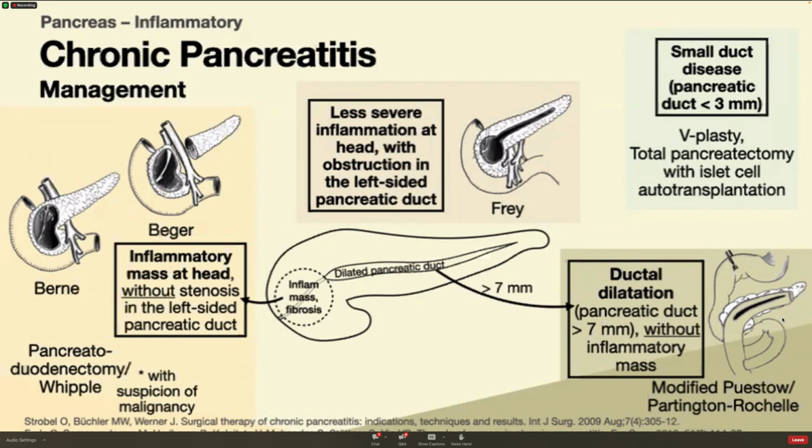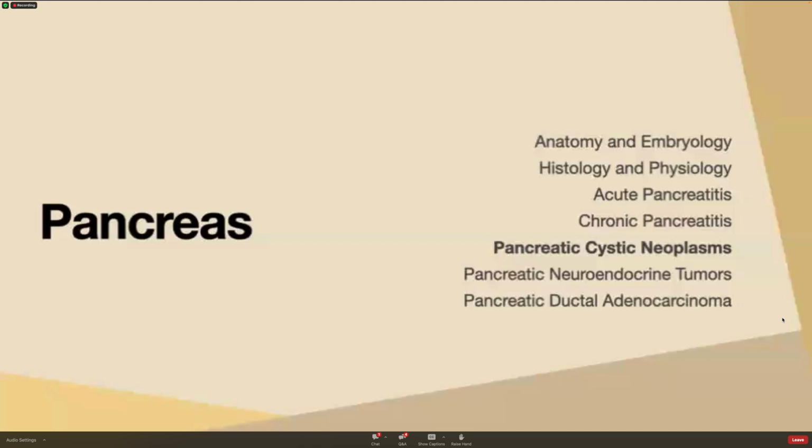For patients with small duct disease, options include a V-plasty and total pancreatectomy with islet cell autotransplantation. So that's it for chronic pancreatitis. We now go to pancreatic cystic neoplasms.